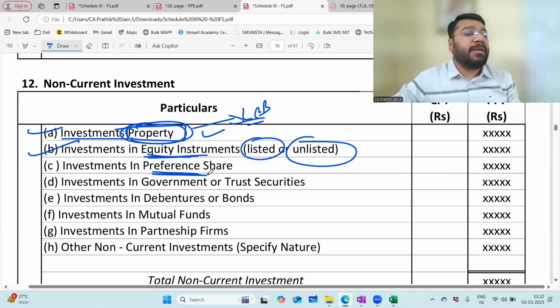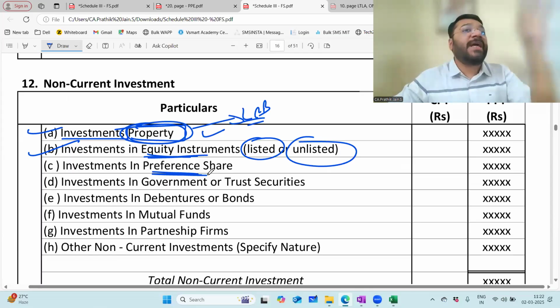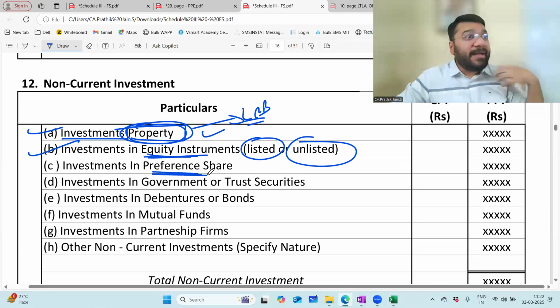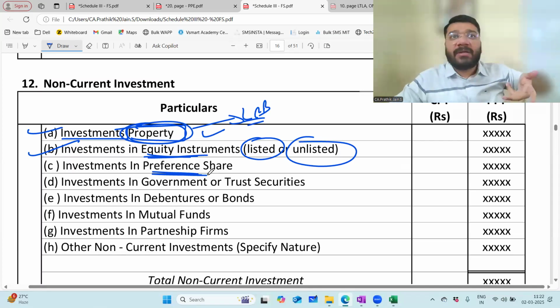It will come under the category B and C separately. B is equity, C is preferential, which means I'm investing in shares of some other company. If my intention is long term, non current investment. My intention is short term, current investment.